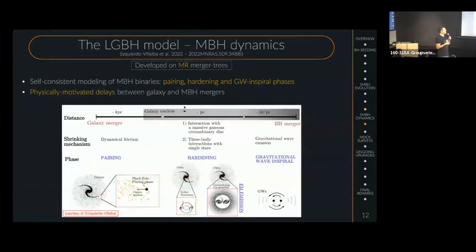On top of this, there is also a new part which models the dynamics of black holes, also self-consistently and on the fly, which basically describes the formation of massive black hole binaries after galaxy merger, following the shrinking of this binary since their pairing phase at galactic distance scale, down to the hardening phase, sub-galactic scales, and all the way down to the gravitational wave inspiral. So with this, we have a natural way of describing the delays between galaxy merger and black hole merger, and of course, the formation of binaries and their gravitational wave signals.